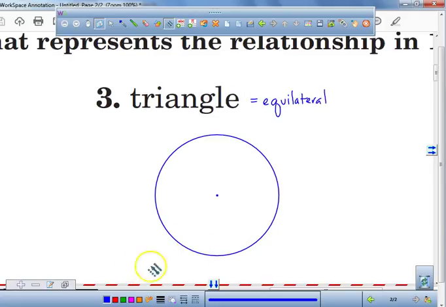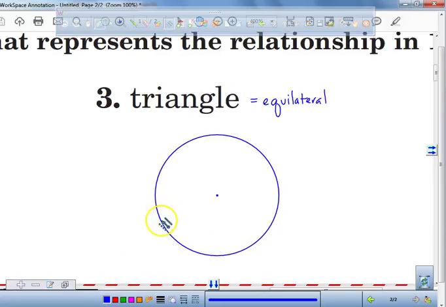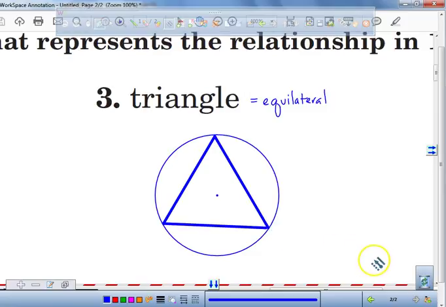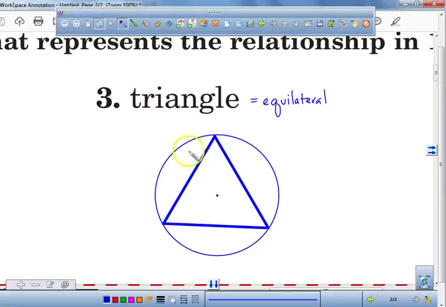Now, this one I'm just going to do a little estimating, okay? Probably not going to be perfect. Mine's curved, so that's not a perfect equilateral triangle, but I could do it if I used a protractor and measured everything, okay?